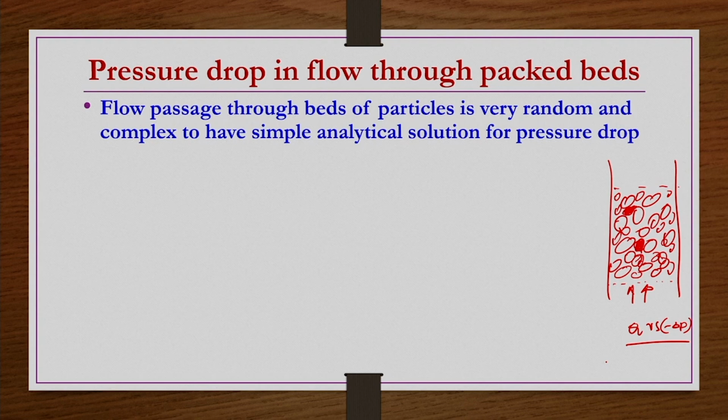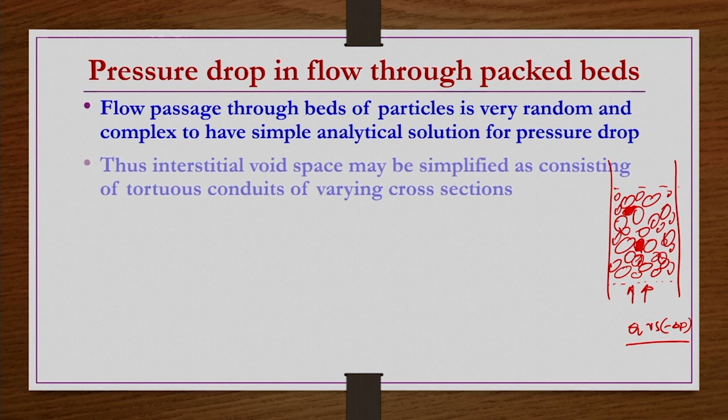How to do all that, we are going to do anyway. So, thus interstitial void space may be simplified as consisting of tortuous conduits of varying cross sections. So, what you do now, this bed is there, it is having certain void space. So, at certain given minus delta P values it may be having certain velocity.